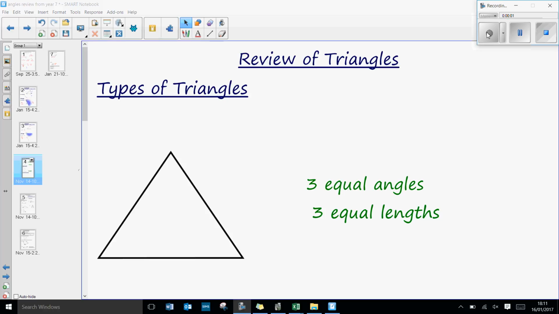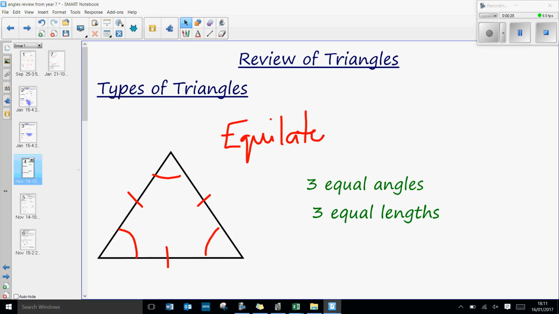Now we're going to look at types of triangles. So, a triangle, hopefully it's not tricky, has three sides. If there are three equal angles, so if these angles here are all equal and these lengths are all equal, it is known as an equilateral triangle.